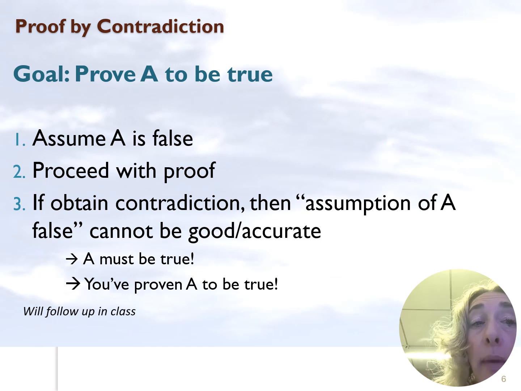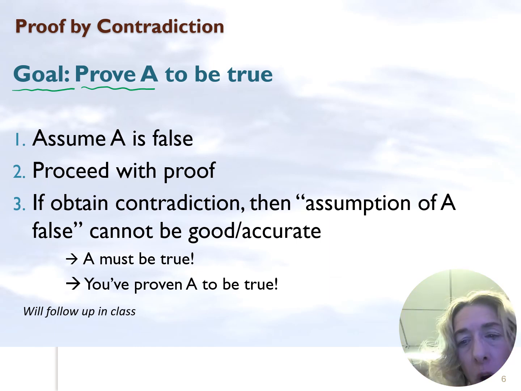The last topic I wanted to review is proof by contradiction. You have likely seen this in one of your math classes. If not, it's very simple. Let's say your goal is to prove something to be true. Let's say we're trying to prove A to be true, as we're often trying to do in math classes. Proof by contradiction works via the following mechanism. If you're trying to prove A to be true, the first thing you do is assume the opposite. Assume A is false.